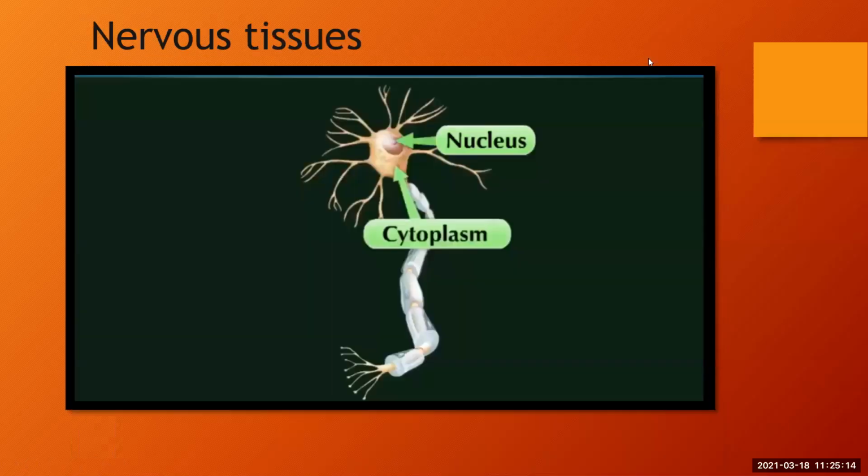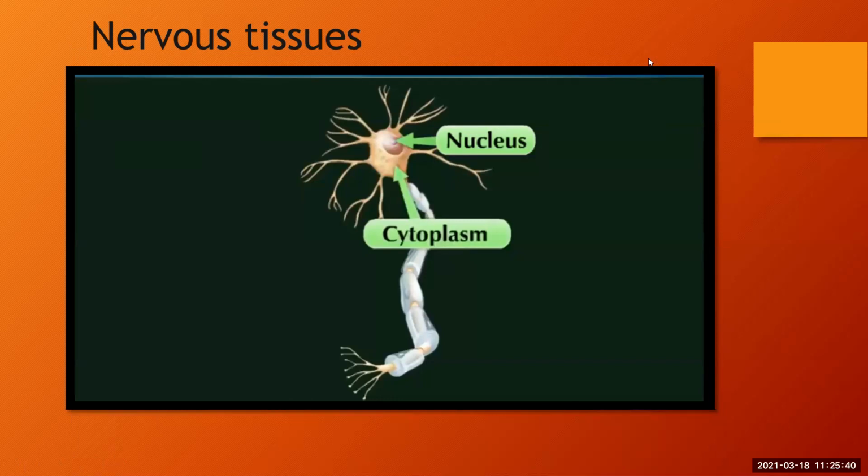Okay, now let's move on to the last type of tissue, that is the nervous tissue. Nervous tissue enables us to respond to stimuli like touch, sound, odor, color, etc. The cells of the nervous tissue are specially made to become excited and to conduct that excitation from one part of the body to another part of the body.